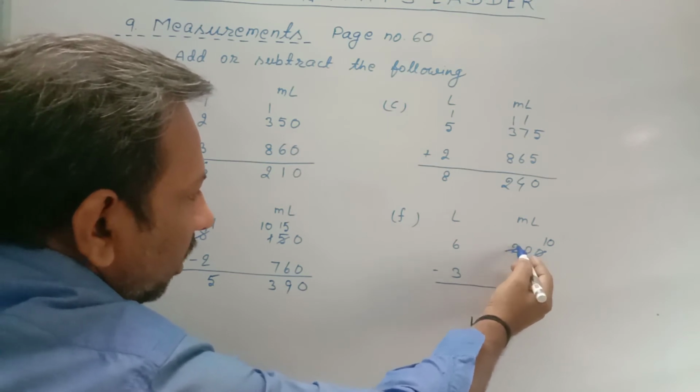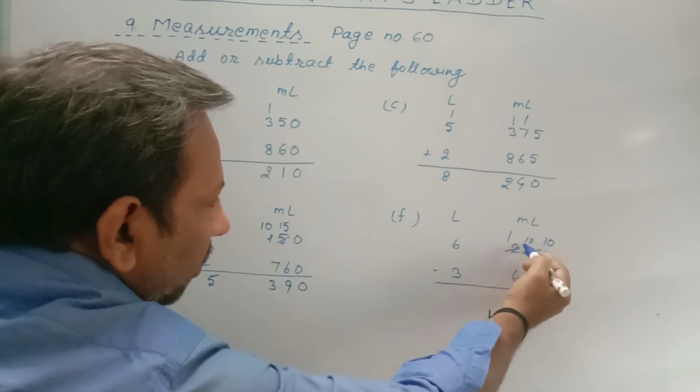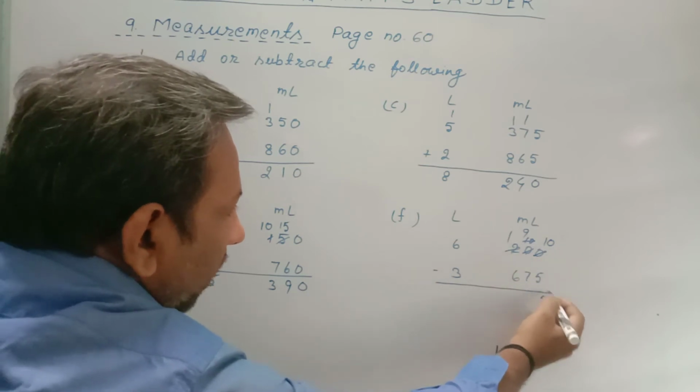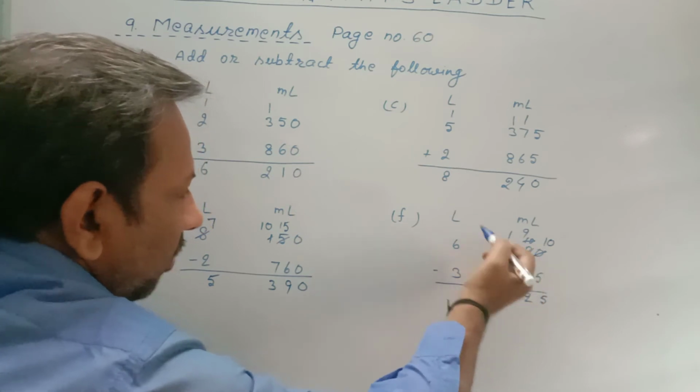We'll take 1 from here. Here 1 is left. Here it became 10. Now from this 10 we'll take 1 from here. So here 9 is left. It became 10. 10 minus 5, 5. 9 minus 7, 2. 1 minus 6 is not possible because 1 is smaller than 7.